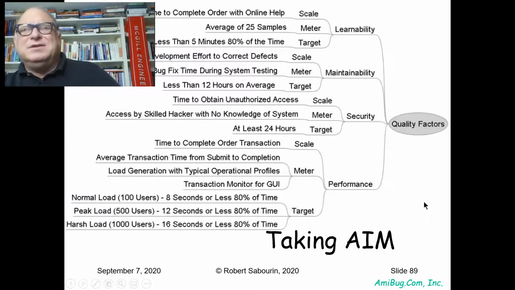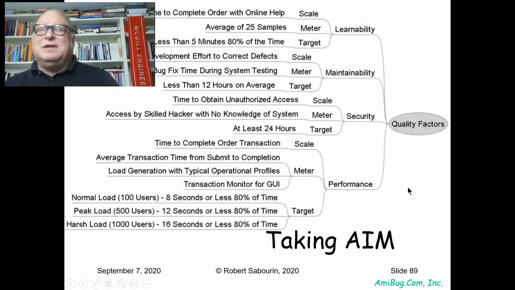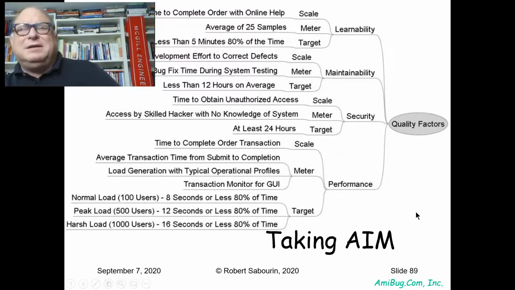This is basically just to give you an example, and each one of these has boundaries, right? So you have performance non-functional testing. The scale would be the time to complete an order transaction. The meter would be studying the transaction time from submit to completion through the GUI. And the target would be, depending on the load, between 8 and 16 seconds or less 80% of the time. Now, when you design an experiment, what you're trying to do is find out, are we actually within these ranges, and at what point does it break from that?